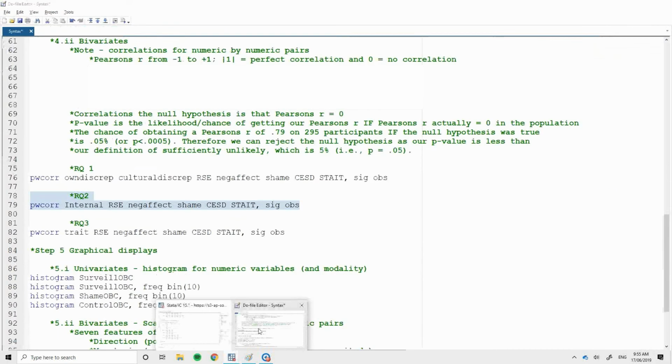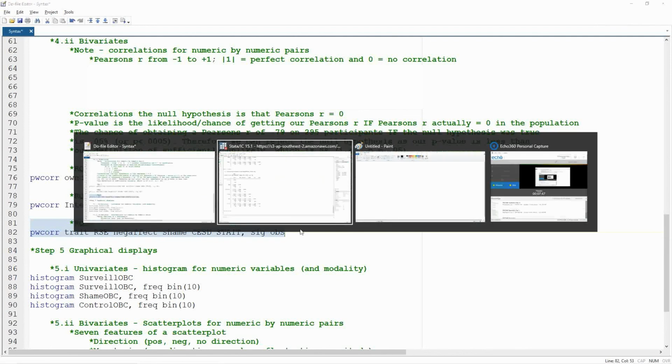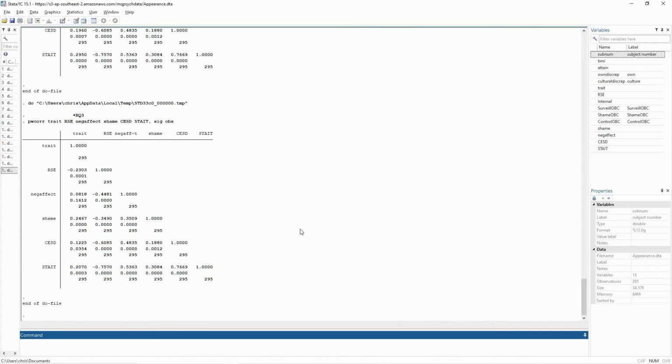Okay, and finally, research question 3. So this is looking at trait objectification, or your preference for appearance over physical capabilities. Again, we see a negative, very weak but significant relationship with self-efficacy. There's nothing going on between objectification and negative affect. The p-value is above 0.05. But then for our other three variables, we see weak, positive but significant relationships for shame, depression, and anxiety.